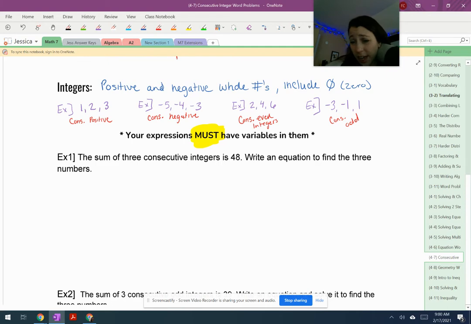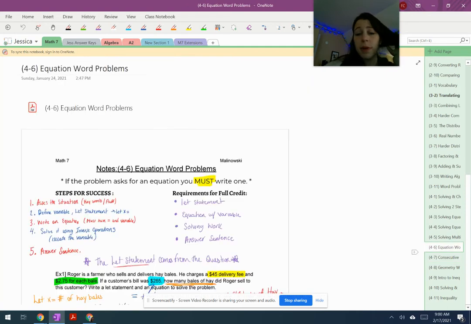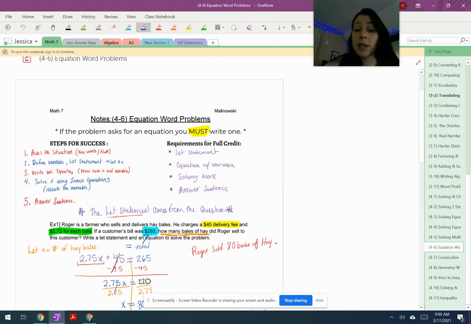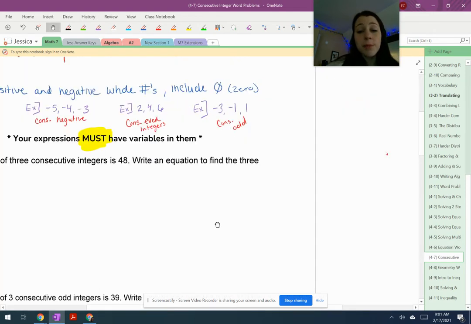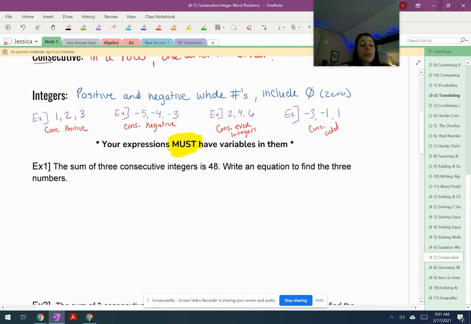Okay, so in our last lesson, we talked about requirements having to be let statements, equations, solving work, and answer sentence. Those requirements are still in play here. So we still need to start with let statements. So what is this question asking me to find? This question is asking me to find the 3 numbers. That means I'm looking for 3 things, which means I should have 3 let statements.